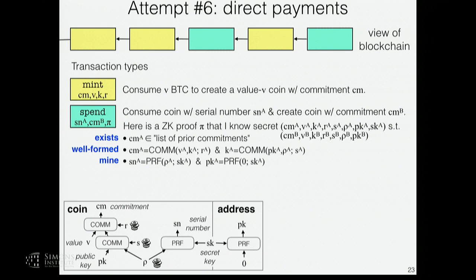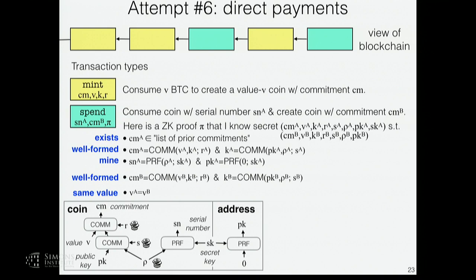prove that I know information about a new coin that I'm creating. It has a coin commitment, which, by the way, I'm revealing right now, and a value that I'm not revealing. And I need to prove to you that I'm creating it in a well-formed way. And last but not least, the value is the same. Okay? So in this way, when you see this transaction, you know that all of these things happened in my head. Okay? And I'm certifying it to you using this proof.